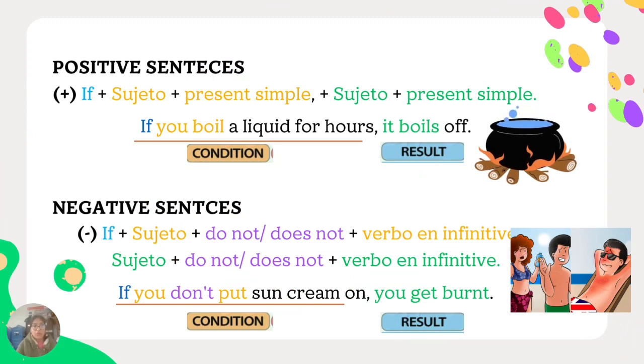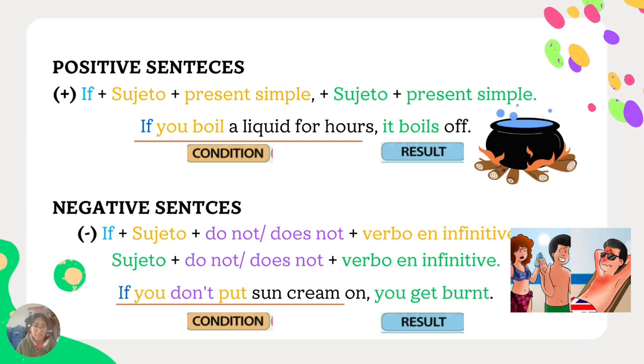Structure for the positive sentences. We have if plus, for the condition clause, subject plus present simple, comma. For the result clause we have subject plus present simple. An example: if you boil a liquid for hours, it boils off.